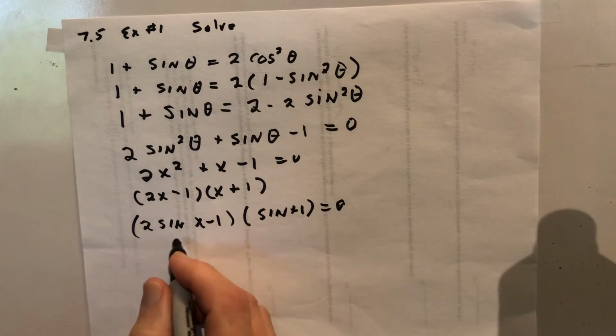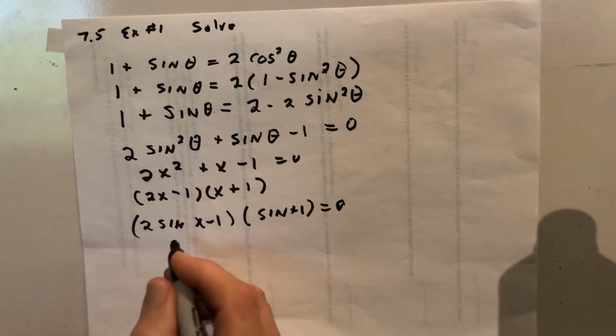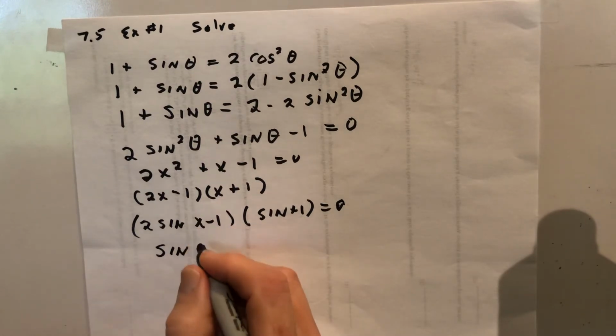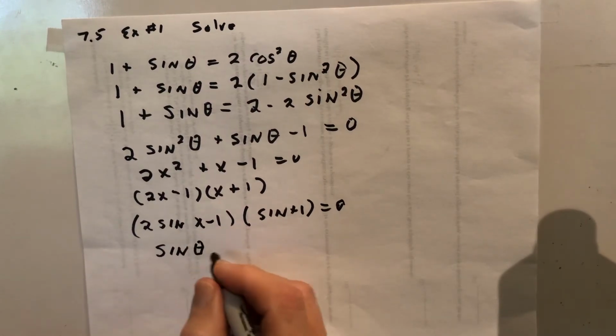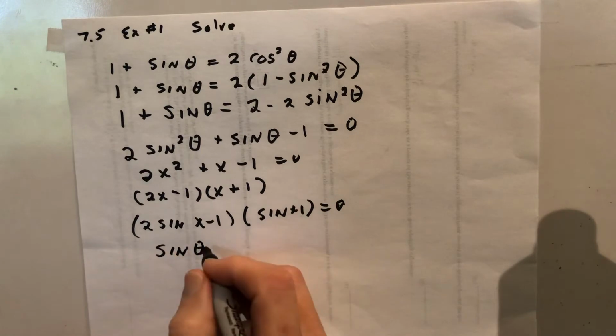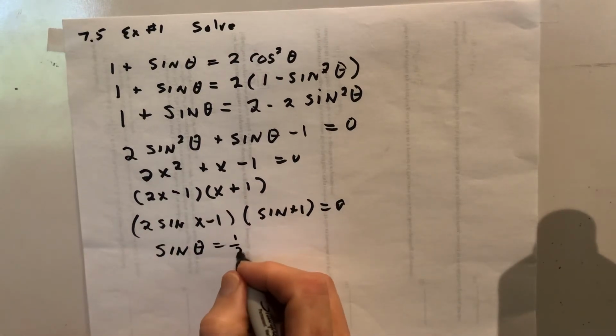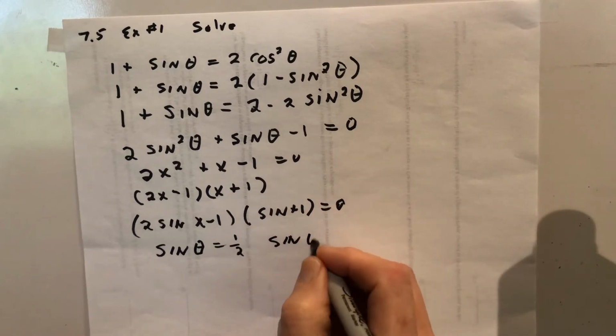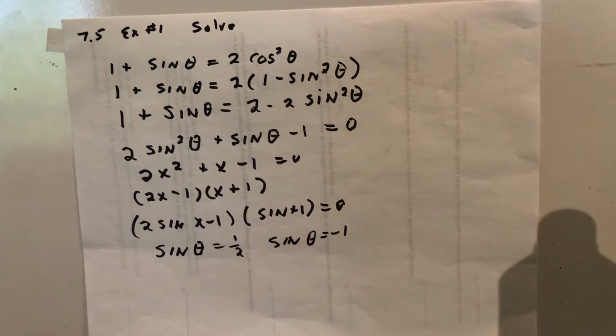All right, so solve for x. Move the 1 and divide by 2. Oops, I wrote an x, supposed to be a theta. Move the 1 and divide by 2, so it equals 1/2. Move the 1, it'll be a negative 1.